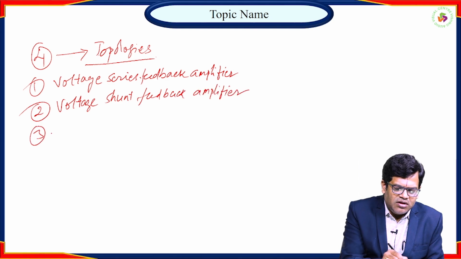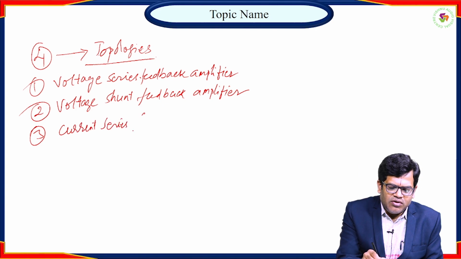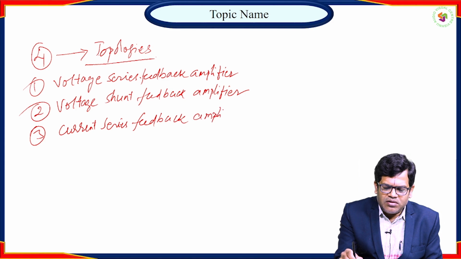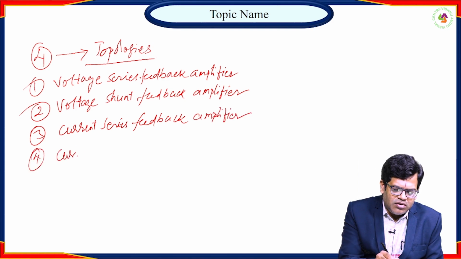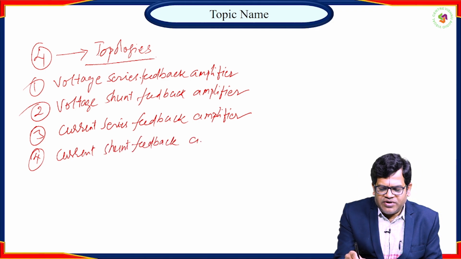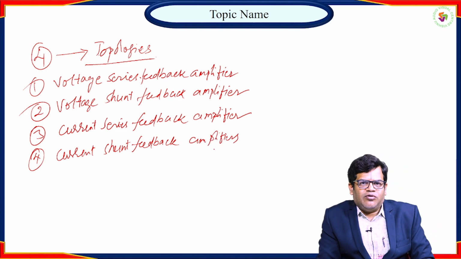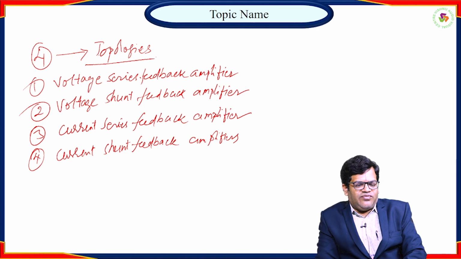Number three, current series feedback amplifier. And number four, current shunt feedback amplifier. So there are four different combinations of the input-output sampling and mixing parameters that are possible, and accordingly we have four kinds of topologies.